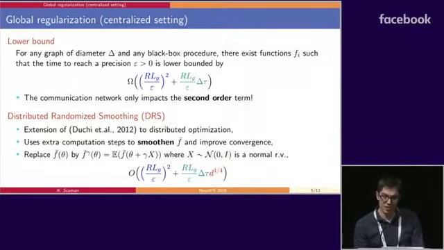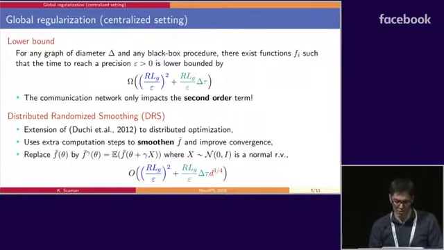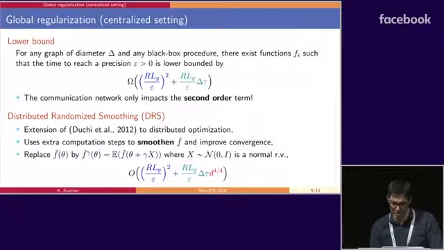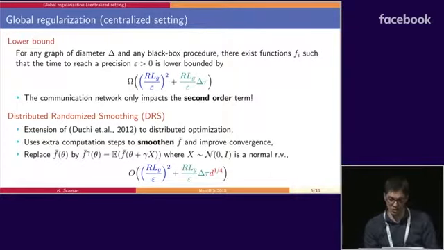So this is a lower bound that we prove on the number of iterations required to reach a precision epsilon, but we also show that there is an algorithm which is very close to this. Unfortunately, it's not exactly the right convergence rate, and there is still a difference between the two. So the idea is an extension of a previously known algorithm, which is randomized smoothing by Duchi and his co-authors in 2012. And the idea is simply to smooth the objective function in order to have a faster convergence rate. The idea is that you can perform this smoothing in a distributed way, and so you can trade off communication time for computation time in this way.